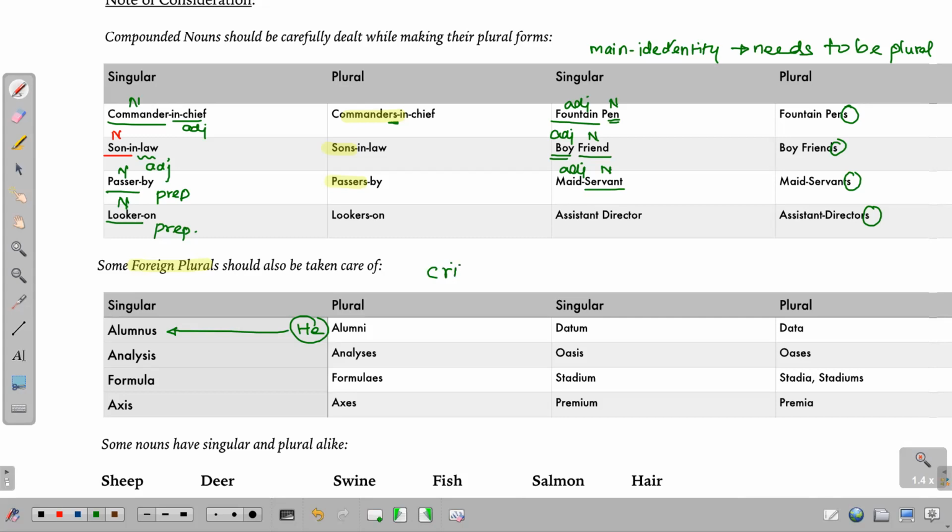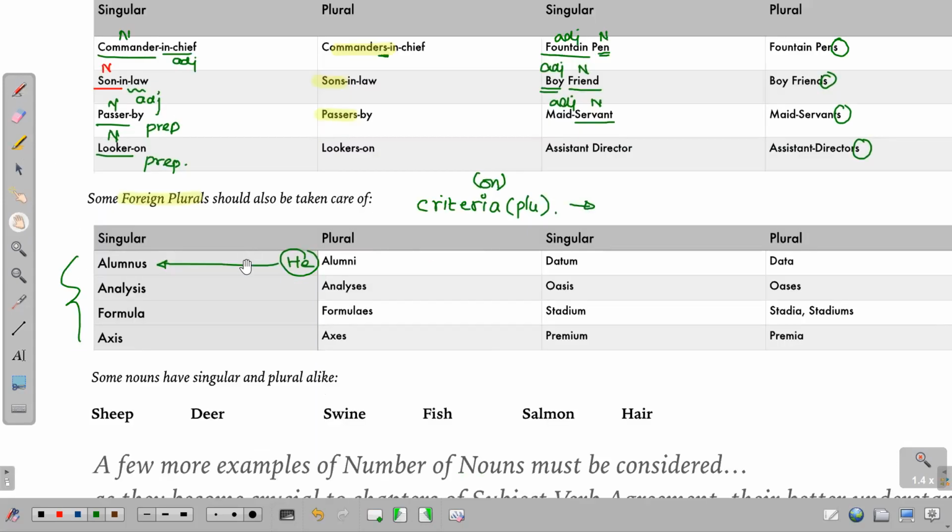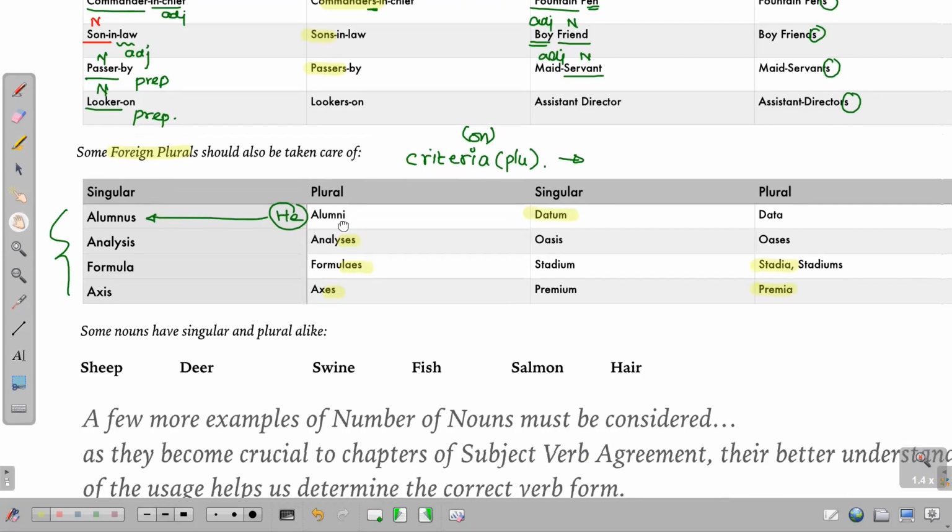Similarly, criteria and criterion. Criteria is plural, while criterion is the singular. So just keep certain foreign plurals as a list. You can just Google what some very commonly used foreign plurals are that you should keep in mind. I have created a list like analysis, formulas, axis, okay, datum, a very new word, stadia, premia. I mean, certain things that I just found out. You can Google and look for more.